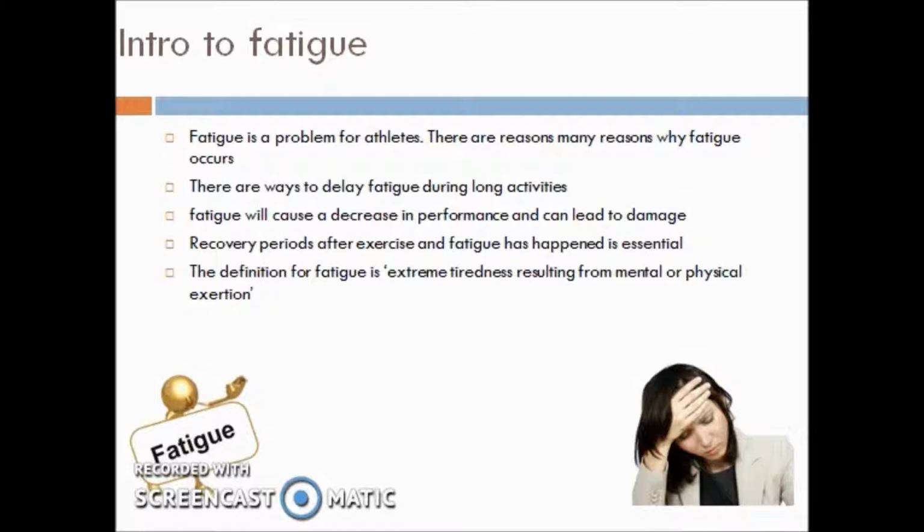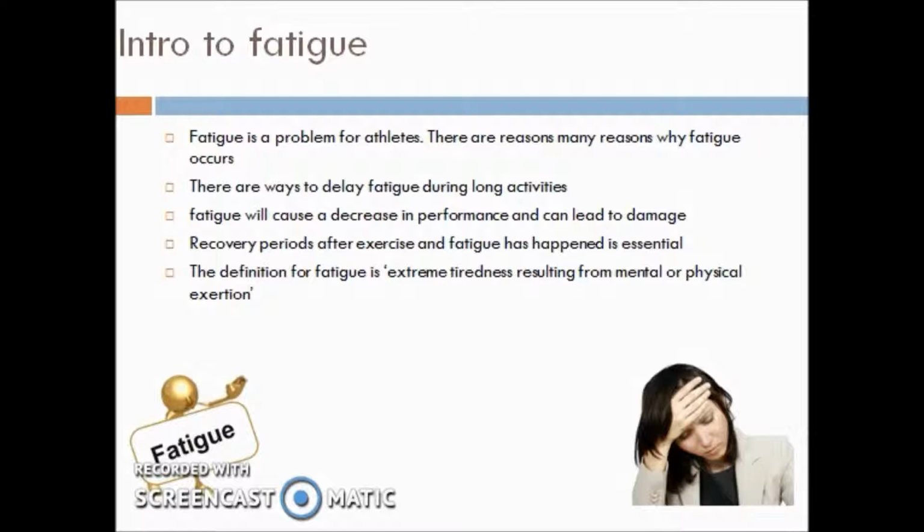So firstly, an intro to fatigue. Fatigue is something that many performers have during or after an activity. One of the most common reasons as to why fatigue happens is harmful waste products such as lactic acid. And that's created over consistent muscular contractions.